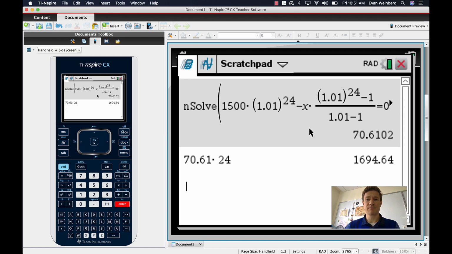So there was a lot of explanation there, but that's how we go about a question like this that brings in some of our knowledge of geometric series. And ultimately, this is a great opportunity to learn to use the calculator to do some of the work for us.